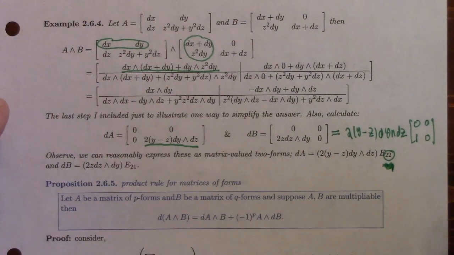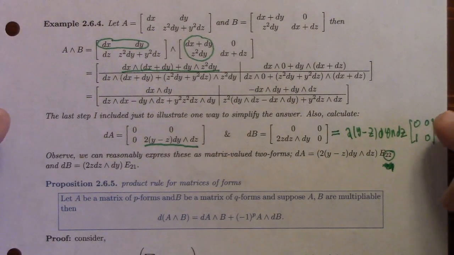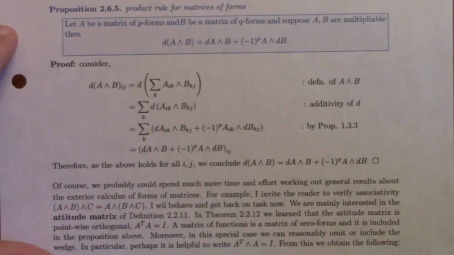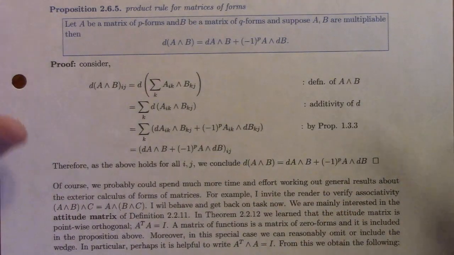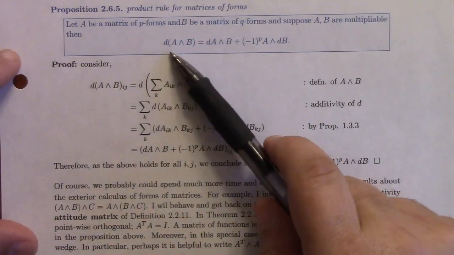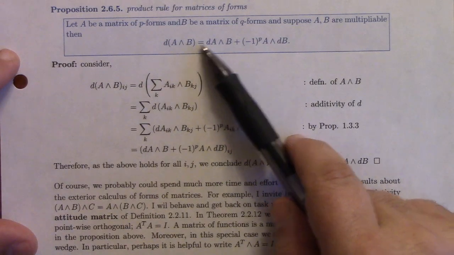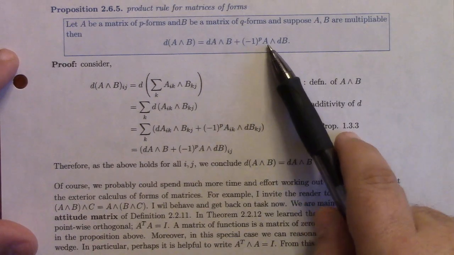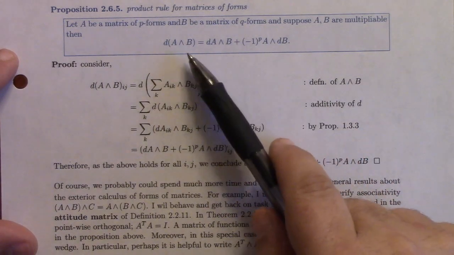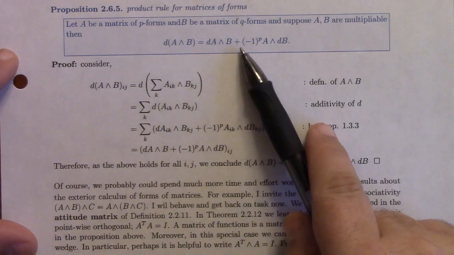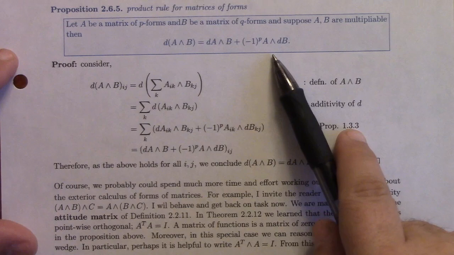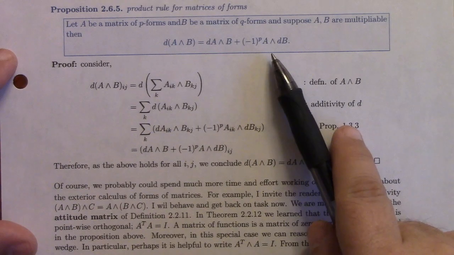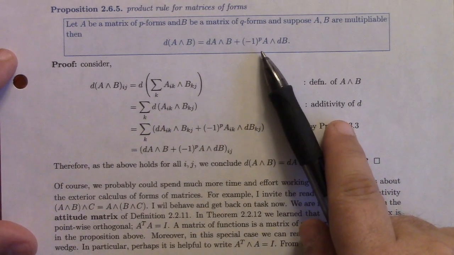My inability to read my own notes aside, I hope that example makes sense. But we also have the product rule, which is actually something we'll use soon. The exterior derivative of the wedge product of two matrices of differential forms is the exterior derivative of the first matrix, wedge the second, plus (minus 1) to the p, A wedge dB. Here we're assuming A is a matrix of p forms. I proved this result for you for what you might call scalar valued forms. The differential forms we looked at before weren't matrix valued.